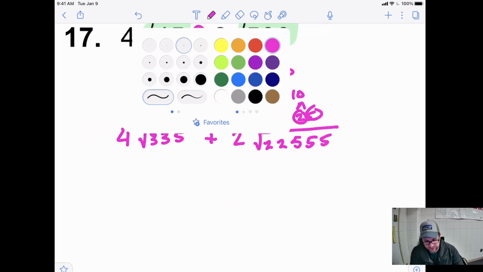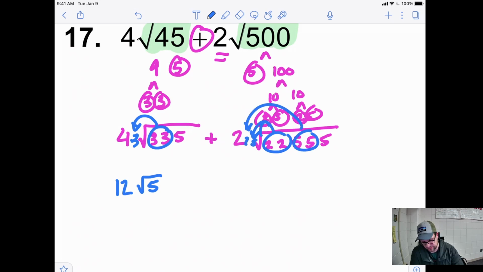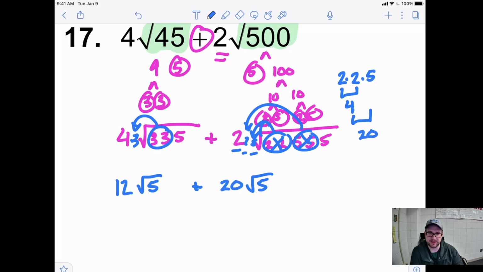Now let's go through and simplify those. So coming on over, you got 2 3's, you pull 1 out. 4 times 3 is 12 square roots of 5. Over on the other side, you got 2 2's, you're going to pull out a 2. You got 2 5's, you're going to pull out a 5. So we have a 2 and a 5 on the outside. You're going to be left with the square root of 5. Now over here, we had a 2 and a 5 that were able to be pulled out. So what we want to do is multiply those together. 2 times 2 is 4. 4 times 5 is 20. So this is really 20 on the outside. We'll put the plus in between again.